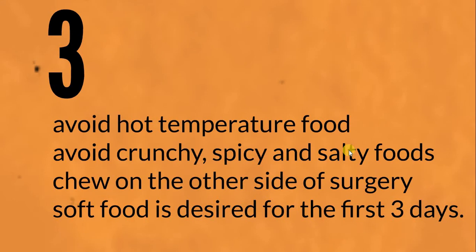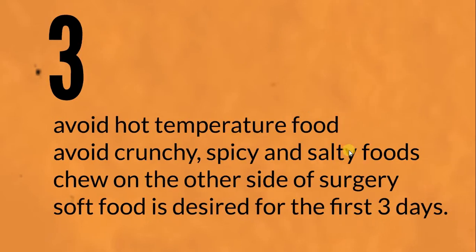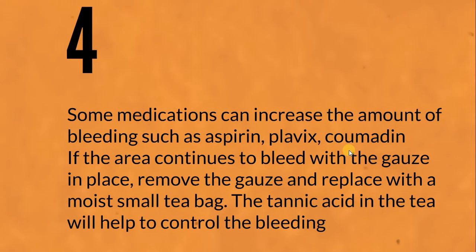Avoid hot temperature foods. Avoid crunchy, spicy, and salty foods. Chew on the other side of the surgery. Soft food is desired for the first 3 days. Some medications can increase the amount of bleeding, such as aspirin, Plavix, Coumadin. If the area continues to bleed with the gauze in place, remove the gauze and replace it with a moist, small tea bag. The tannic acid in the tea will help to control the bleeding.